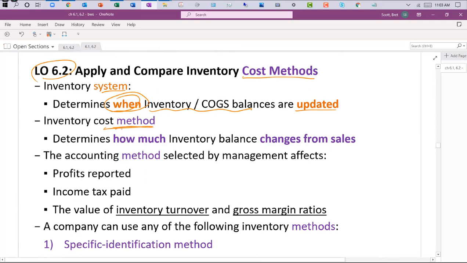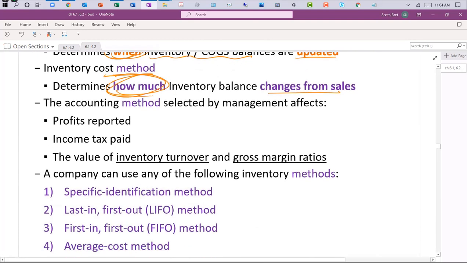The cost method is different. The cost method is saying, given that whenever we do make an adjustment to inventory for sales, how much we record as cost of goods sold depends on the different methodology that we use to track those costs that have been sold. So we're talking about how much to record as cost of goods sold. It's going to be based off of 4 different methods. Okay, you're going to have specific identification, LIFO, FIFO, average cost. These methods determine how much we record when we actually do update for sales.